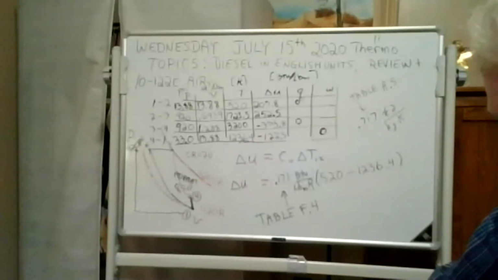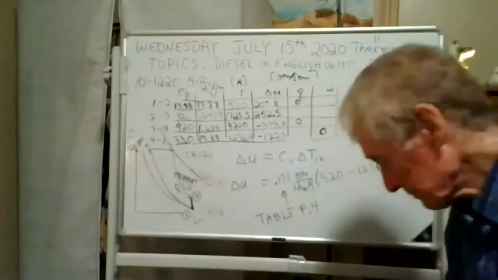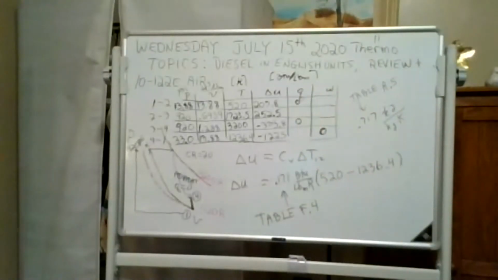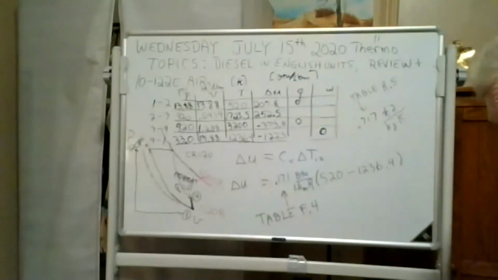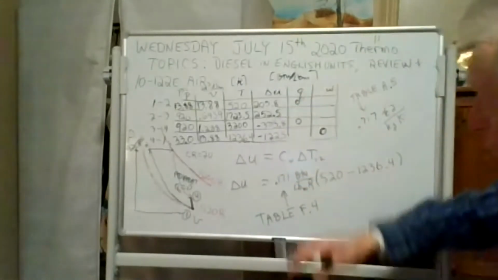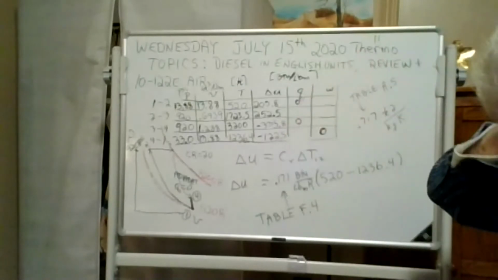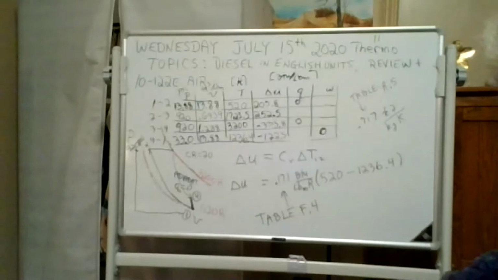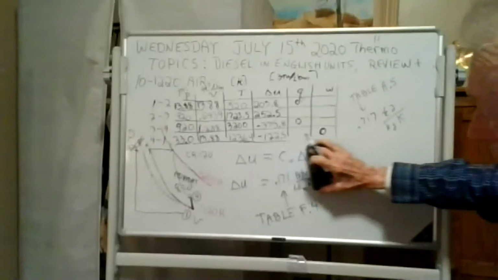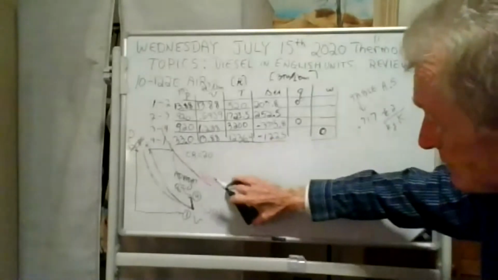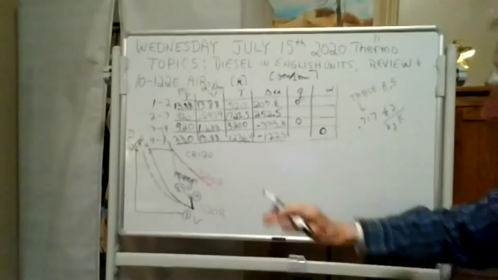Any comments or questions from anybody on any of that? All right. Okay, now let's use the first law and find out what this little w is. Well, you know how the first law goes. Here, let me write that. If you understood that, we're going to do the first law.